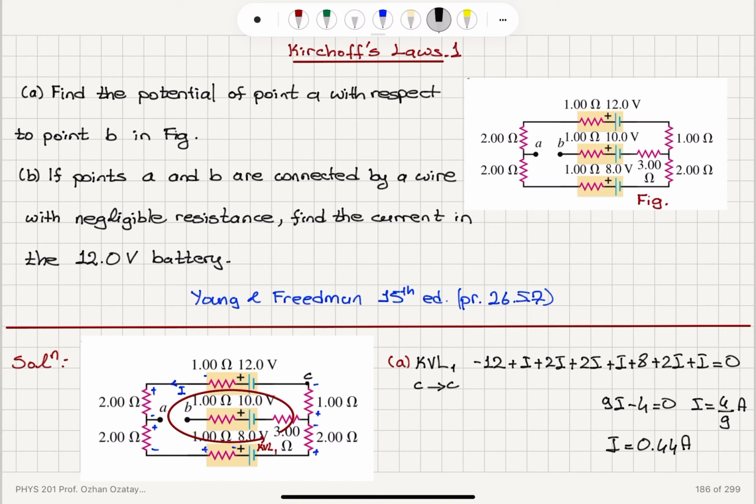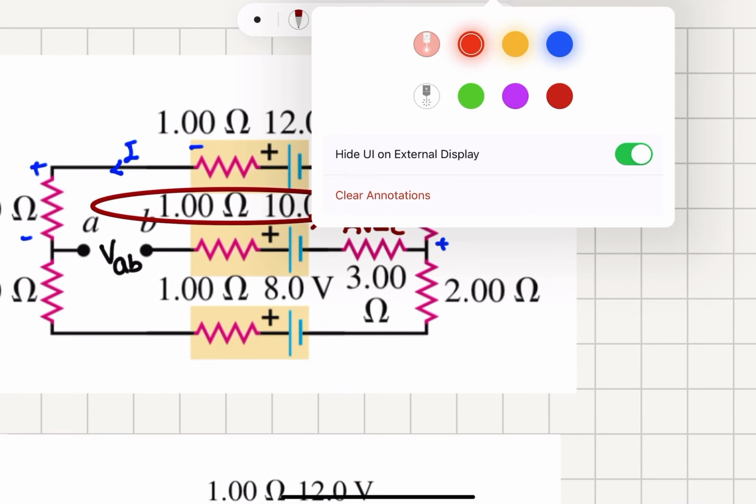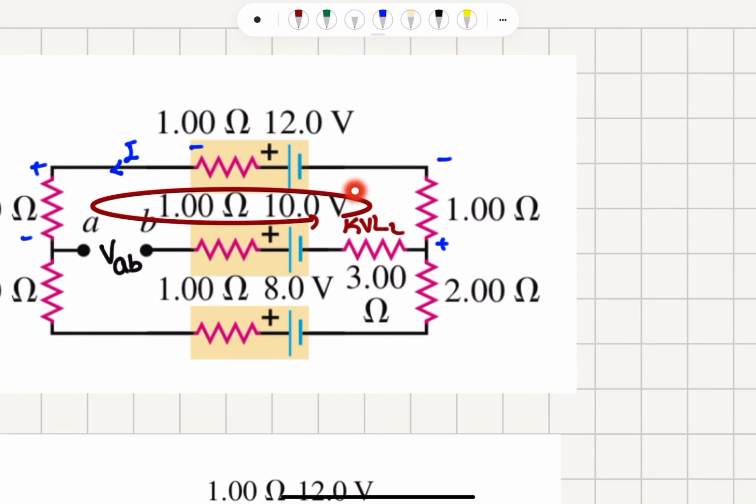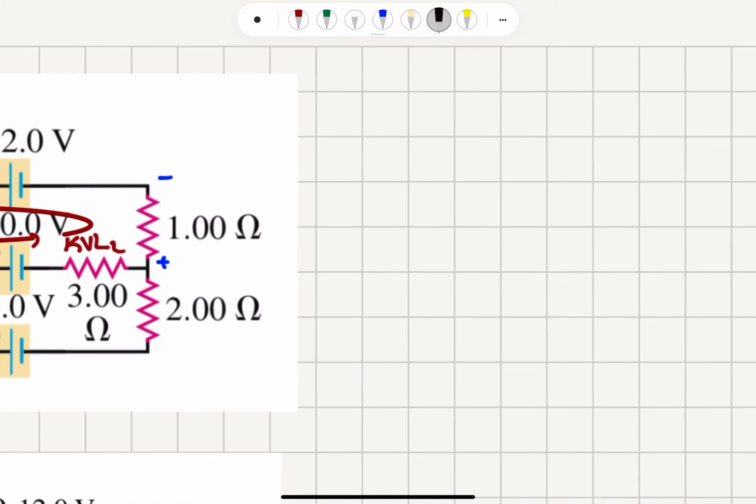Now what I want to know is the potential of A with respect to point B. So I'm going to look at this loop now. I'm going to call this KVL2. So I know that this current I flows through these portions of these resistors, but not through these resistors. Okay, so let's write KVL2, Kirchhoff voltage law 2.